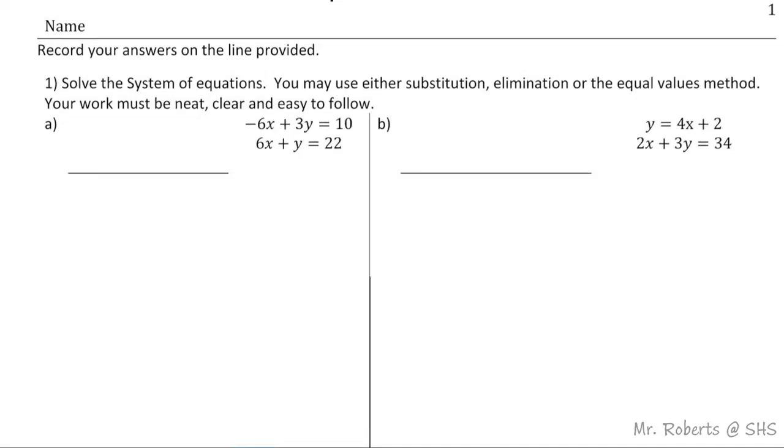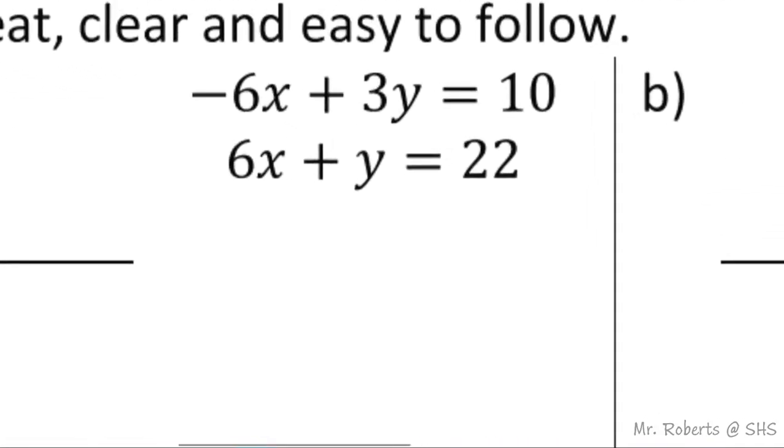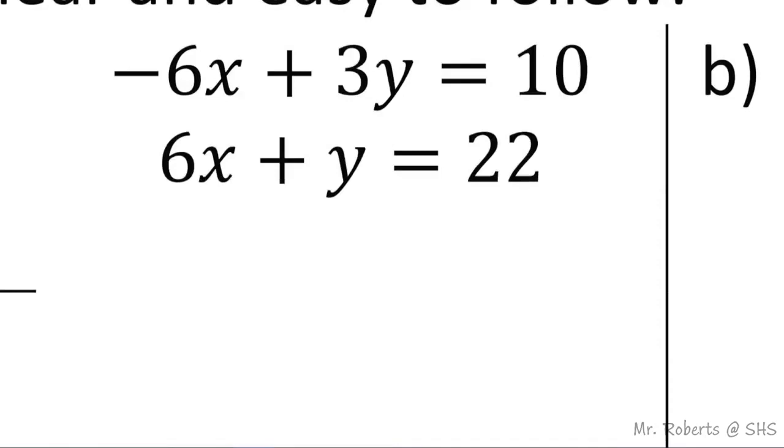Method. For this first problem, I'm going to choose to use elimination. It's perfectly set up for it, right? You can see that I have on the left-hand side a negative 6x and a positive 6x in the two different equations. Again, our thinking with this method is I have things that are equal. I'm going to add things that are equal. So if you have equal things and you add equal things, you're going to get equal things.